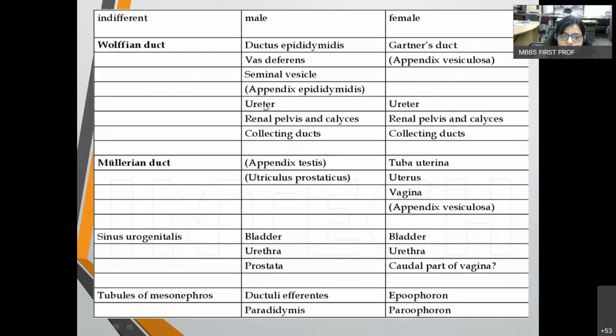The table shows what all parts develop from the Wolffian duct, Mullerian duct, and the urogenital sinus, along with the mesonephric tubules. In males, it is the superior and inferior aberrant ductules along with the paradidymis, whereas in females, it is the epoophoron and the paroophoron.